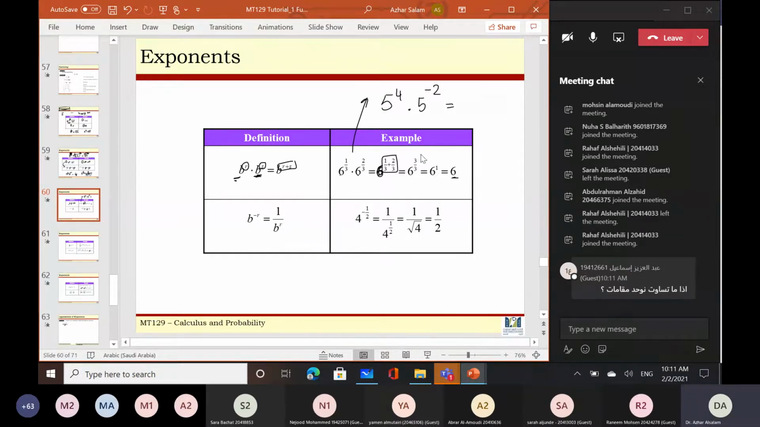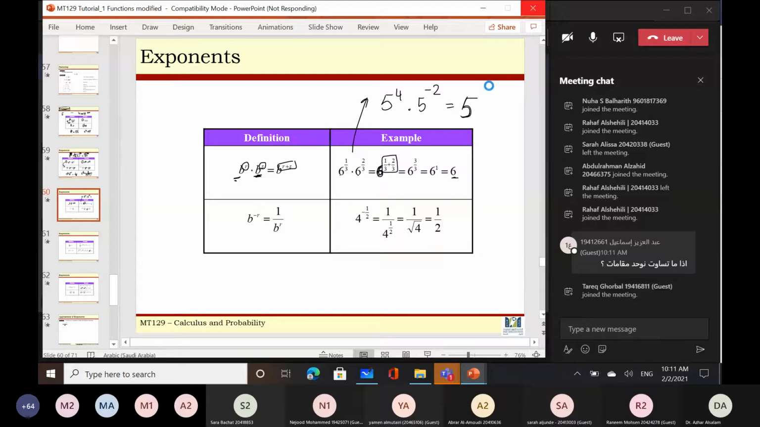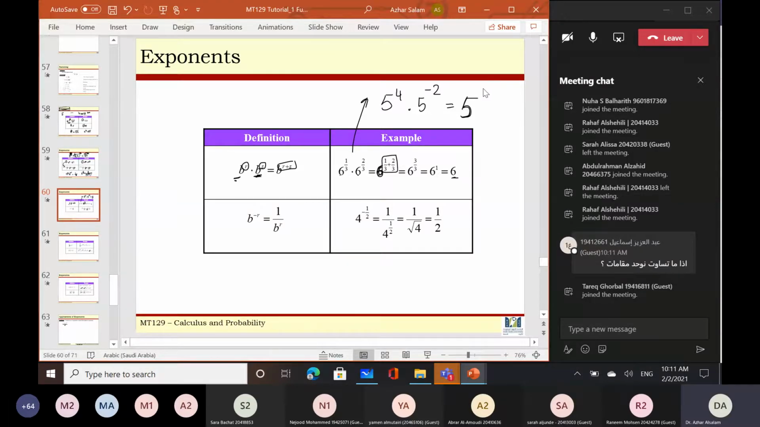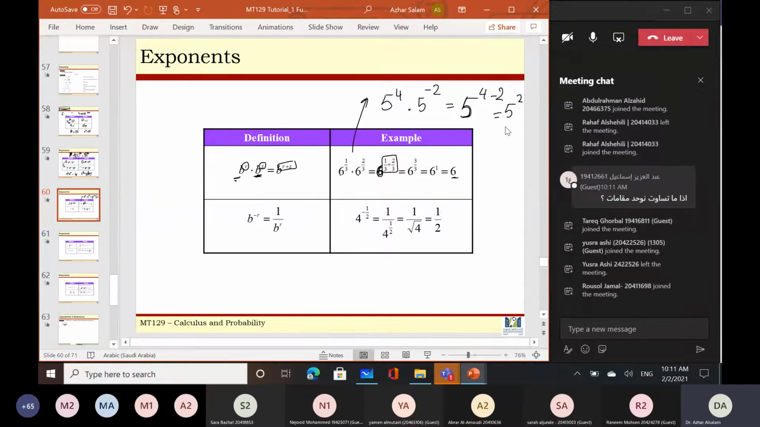I must have the simplest answer possible. Of course, here the same base. So I write 5 to the power 4 plus minus 2. So the answer here is 5 to the power 2, 5 squared, which is 25. This is the simplest answer.